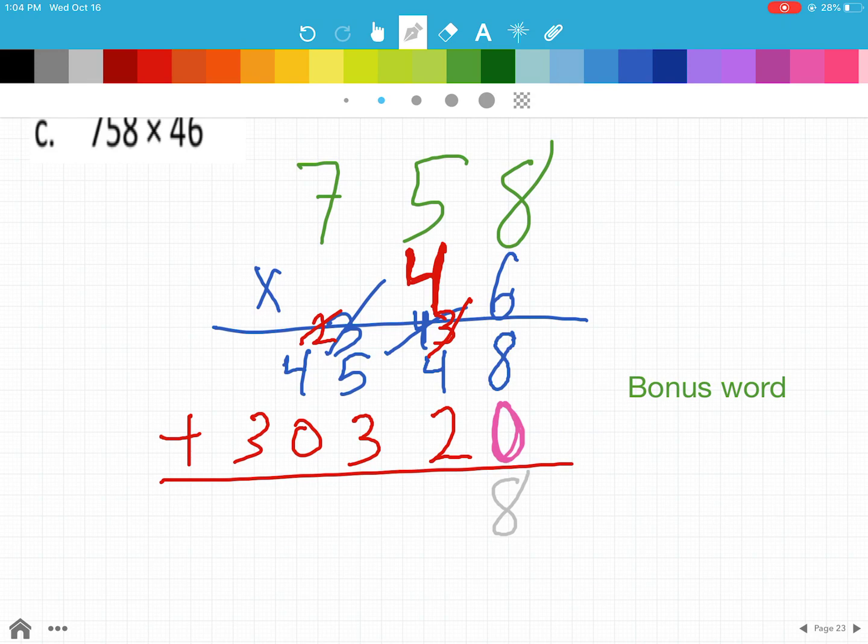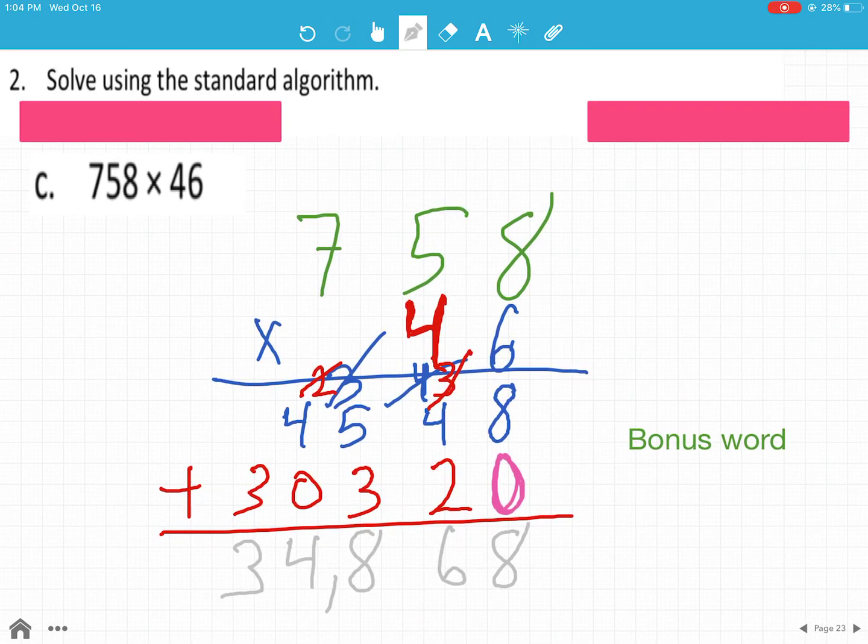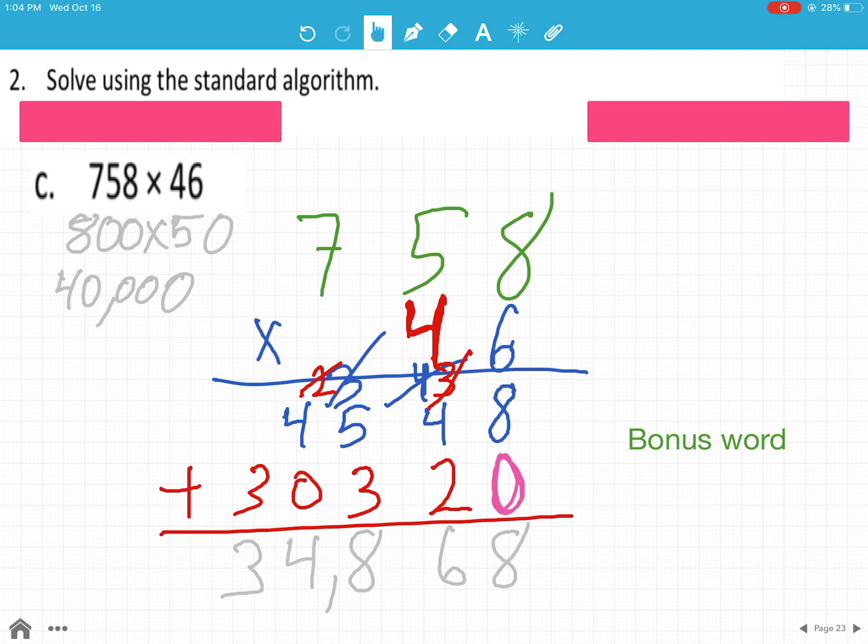Alright, so now we add. And we have 34,868. If we do a simple estimation, 800 times 50, we would get 40,000, which is not too far away from the 34,000.